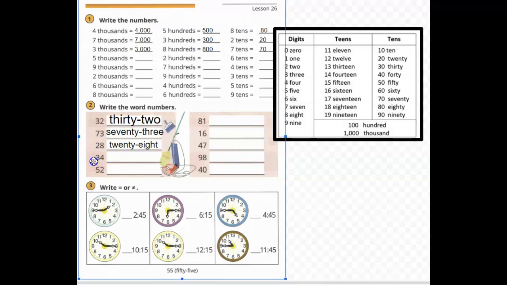Now this one is 34. Well, I already wrote 30, so I see my 30 right here. 30. And then I have to find my number 4. 1, 2, 3, 4. 4.